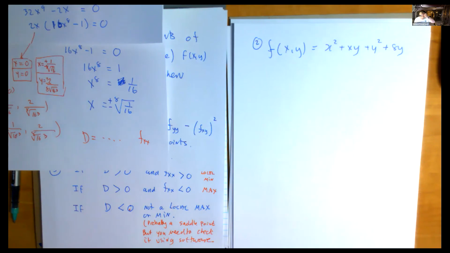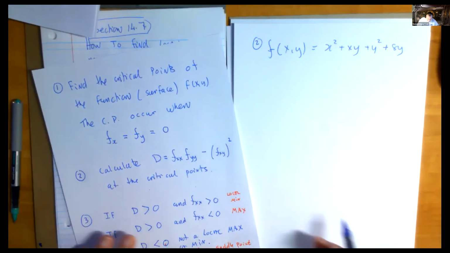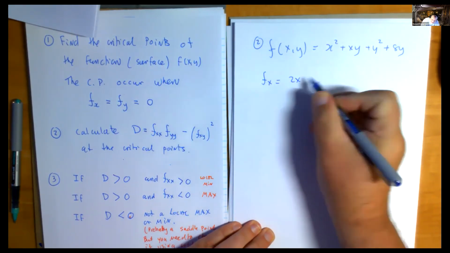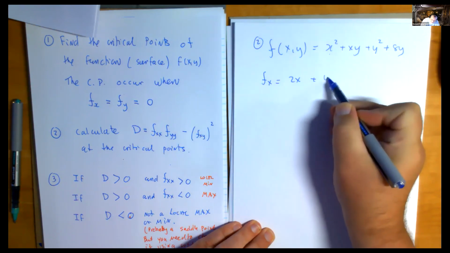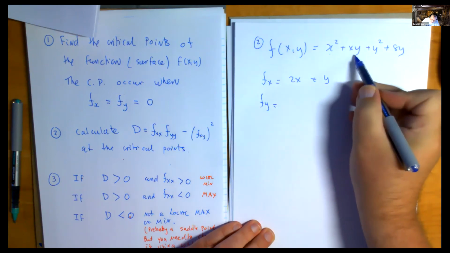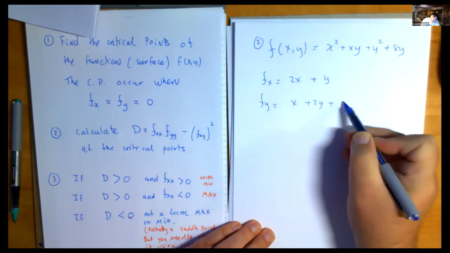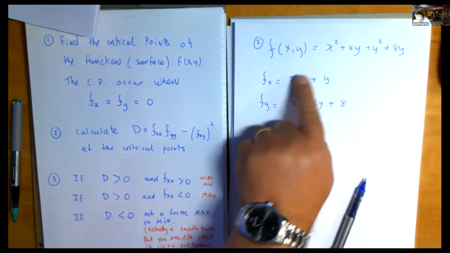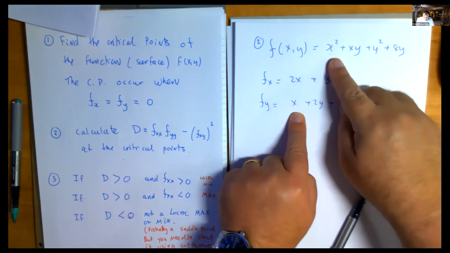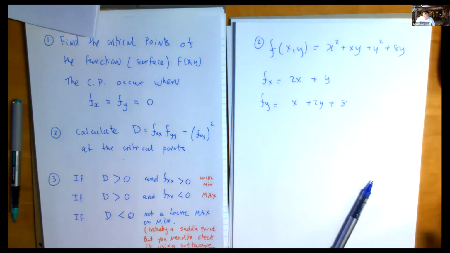Only this time the numbers are going to come out really nice. Partial derivative with respect to x is 2x plus y. Partial derivative with respect to y is x plus 2y plus 8. Double check that. 2x, y, nothing. With respect to y, nothing. x, 2y, and 8. We got it.